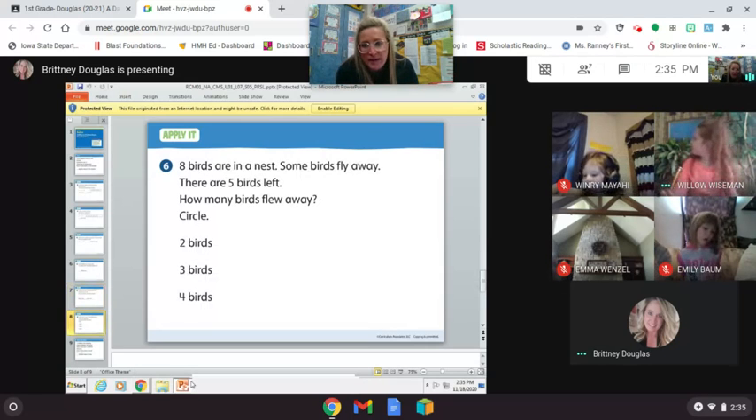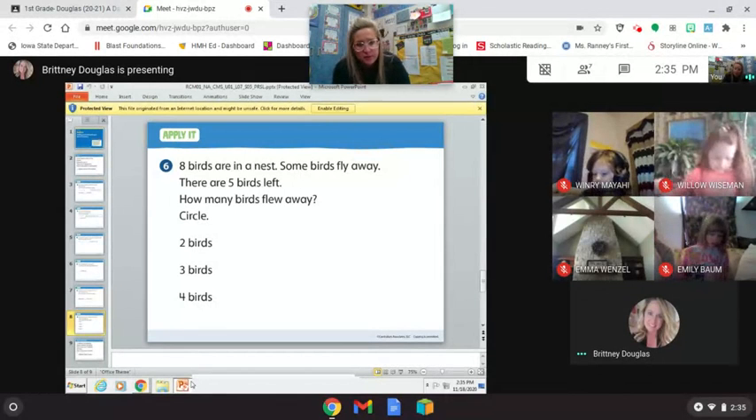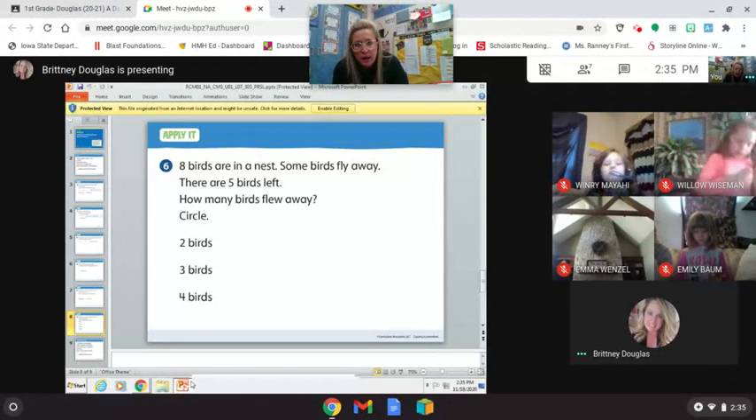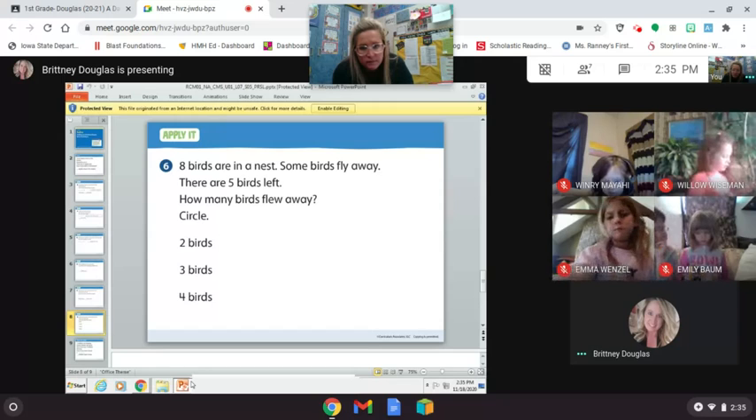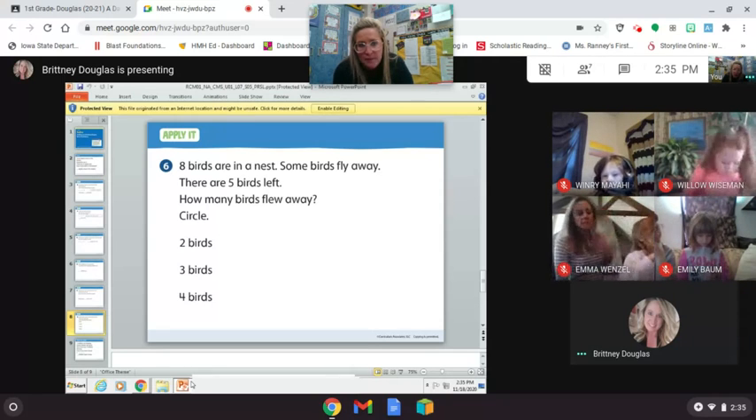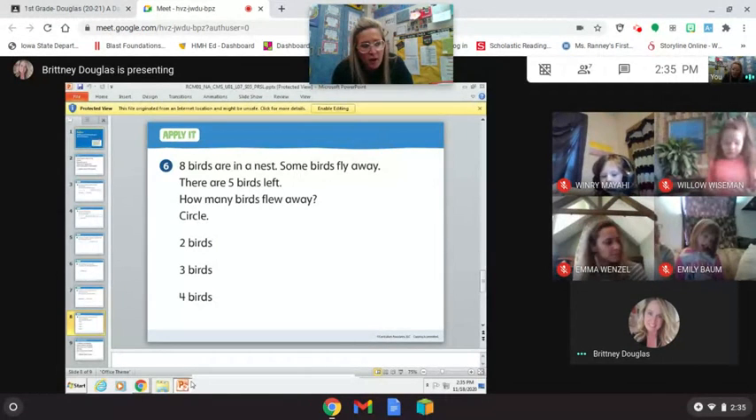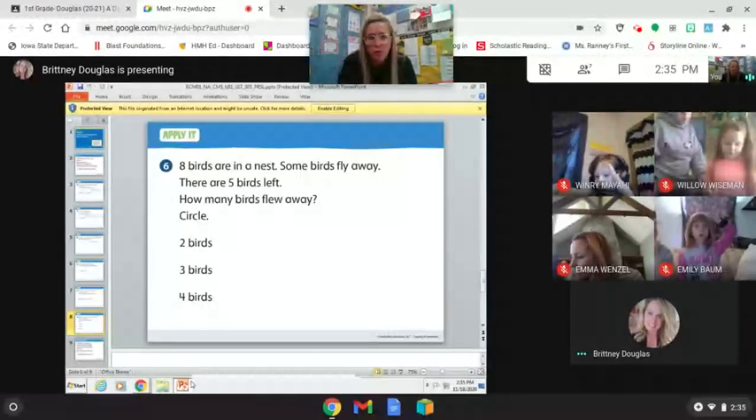Now this one has 3 choices. It's supposed to circle the correct answer. It says 8 birds are in a nest. Some birds fly. There are 5 birds left. How many birds flew away? Is it 2, 3, or 4? So you have 8 birds in a nest, like in our story. Only some of them flew away, though, not all of them. Oh, and there's 5 left. How many flew away?